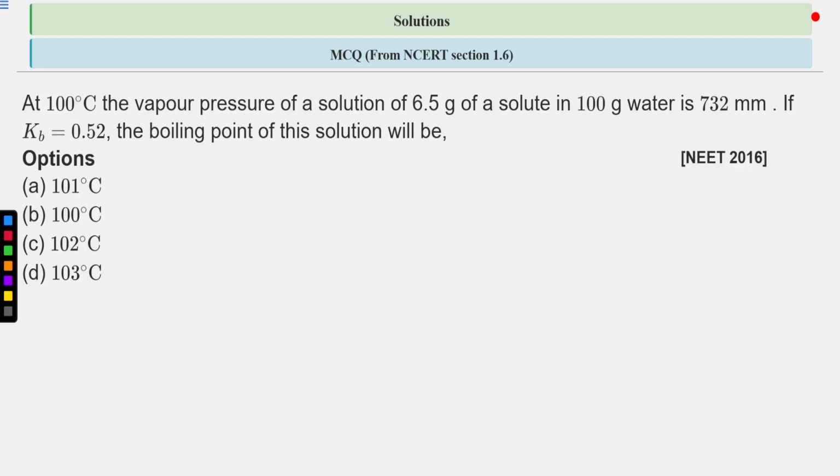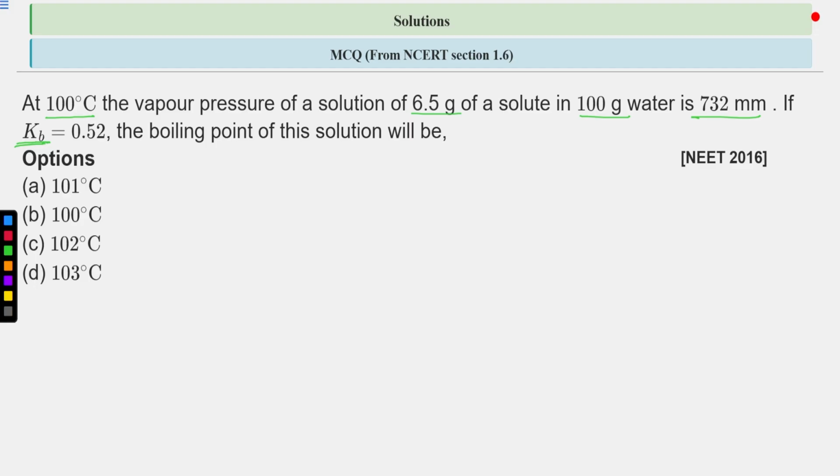So this is an MCQ question, and we have taken this from NCERT section 1.6. The question says that at 100 degrees Celsius temperature, the vapor pressure of a solution of 6.5 gram of a solute in 100 gram of water is 732 mm. If the Kb is 0.52, the boiling point of the solution will be.